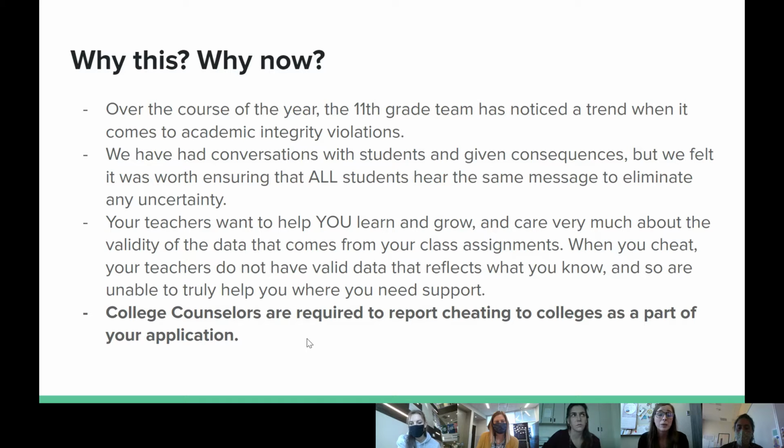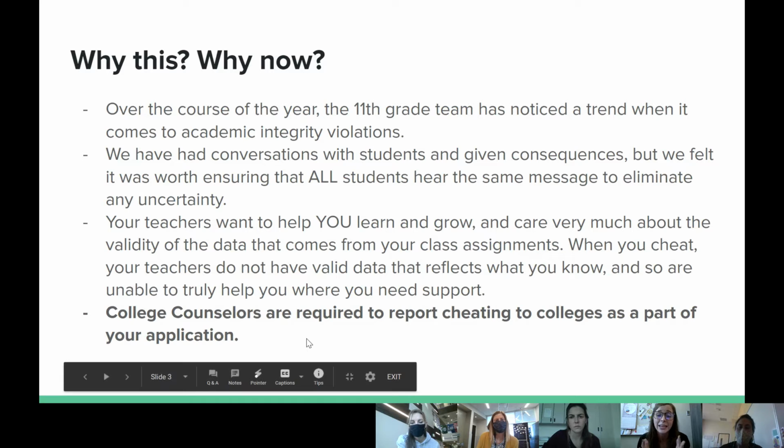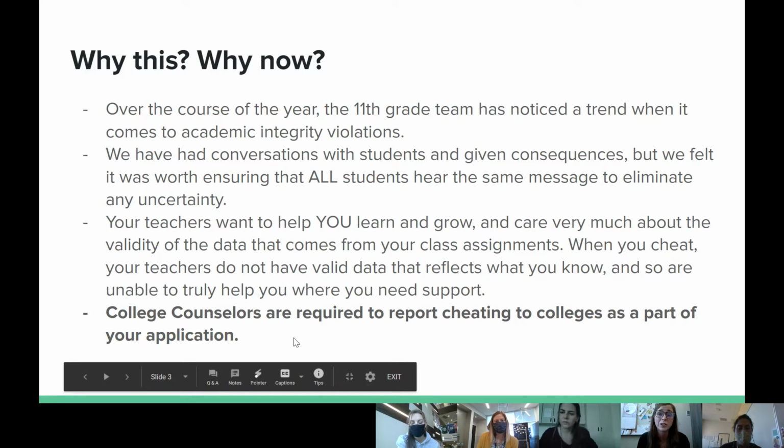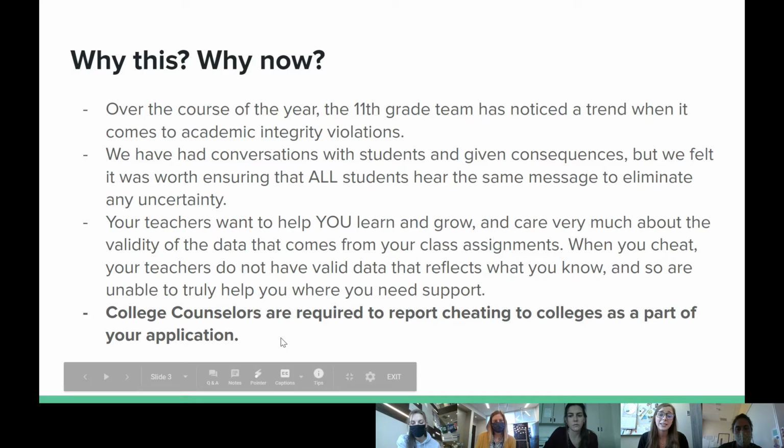Your teachers want to help you learn and grow, and we all care very much about the validity of the data that comes from your class assignments. And what I mean by that is we want to make sure that the data that we receive at the end of a mastery check or at the end of an assessment truly reflects what you know. And so if you know C-level work, if you failed an assessment, we want to know that because it is a reflection of your learning, and it tells your teachers exactly what they need to know in order to support you to grow in your academics. And when you cheat, your teachers do not have the data that reflects what you know, and so they're not able to help you where you're at.